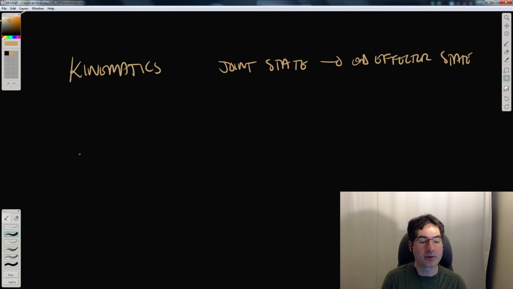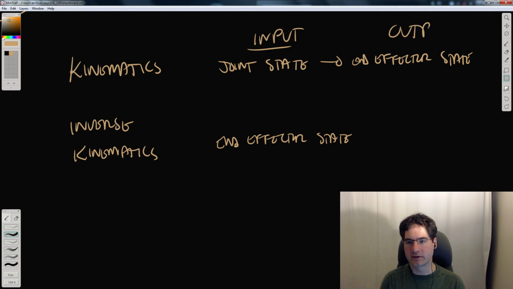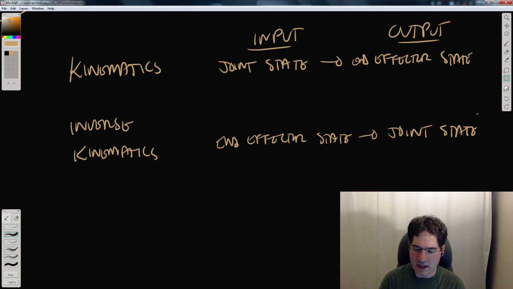Okay. Anyway, inverse kinematics is exactly what it sounds like. Reverse this process. Take the end effector state as your input, right? This is the input, this is the output. And instead, tell me what the joint state is. Now, why do we care about this, right?